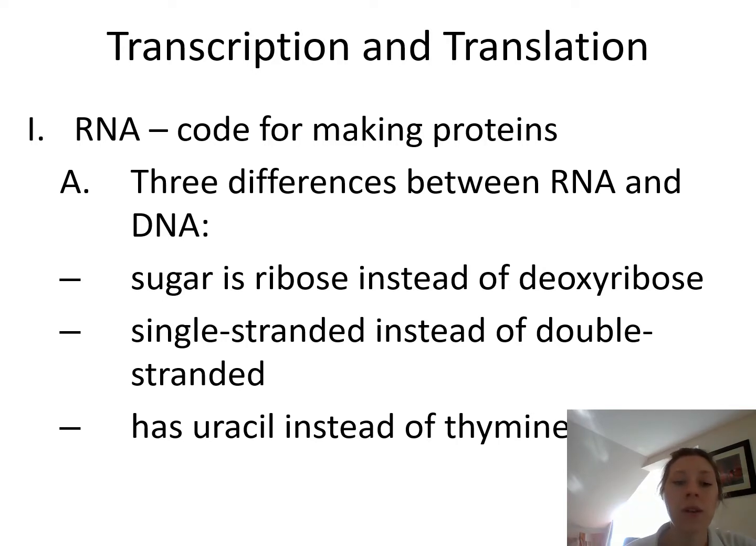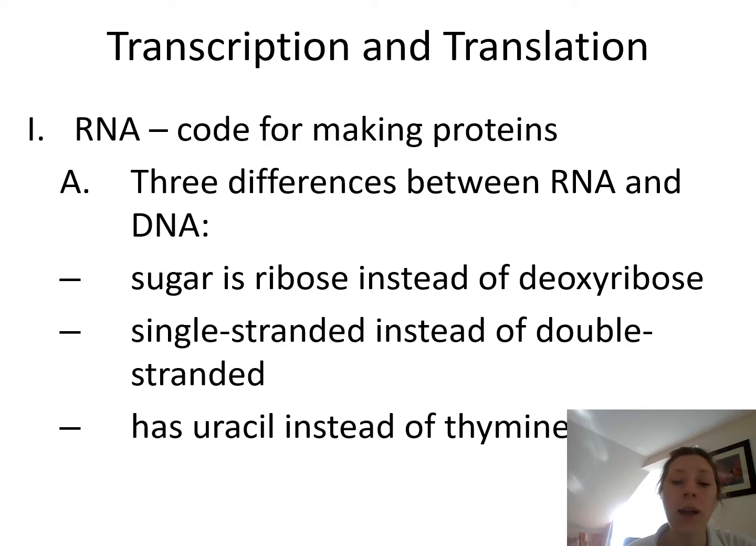The sugar in the RNA is a little bit different than the sugar in the DNA. The other big difference is DNA we know is double-stranded. RNA is single-stranded, so it only has one side because it only has to go out, be read for a short period of time, and then we want it to break down, so it doesn't need to be really strong. And we know our four nitrogen bases are A, G, C, and T in DNA.